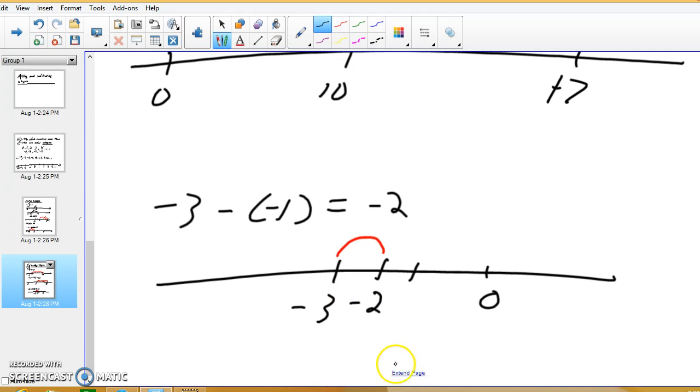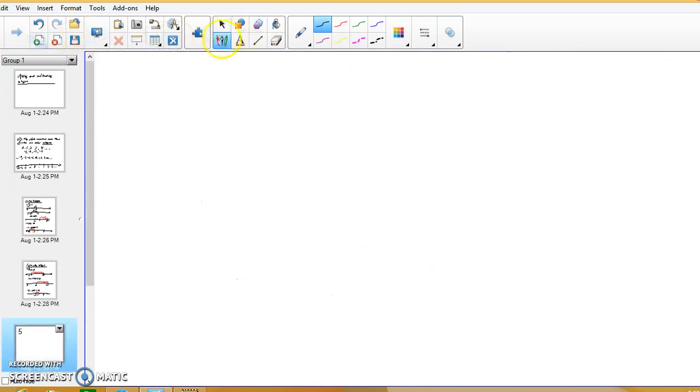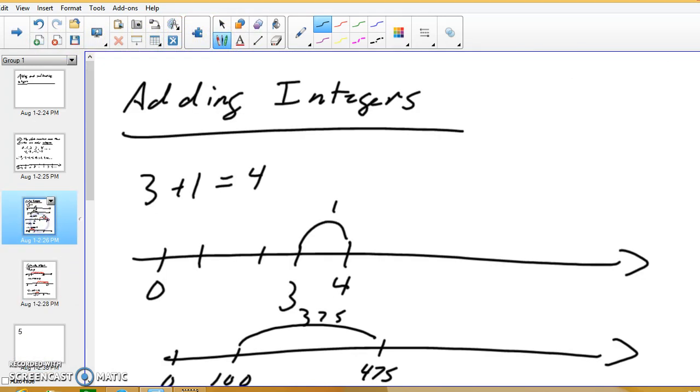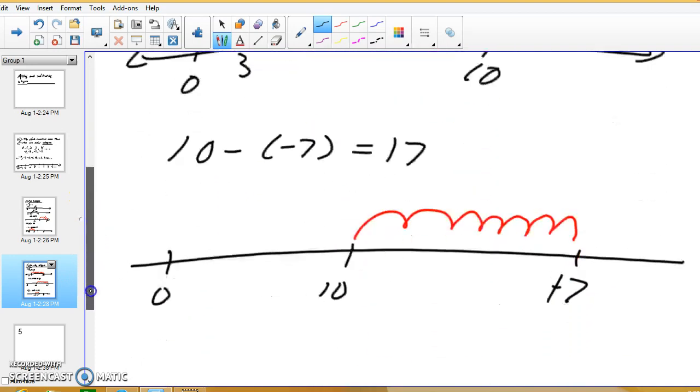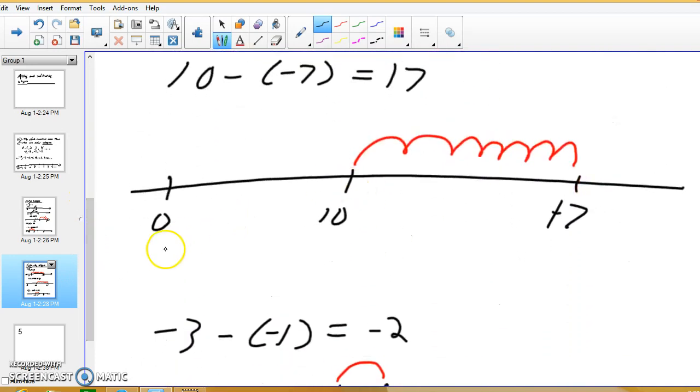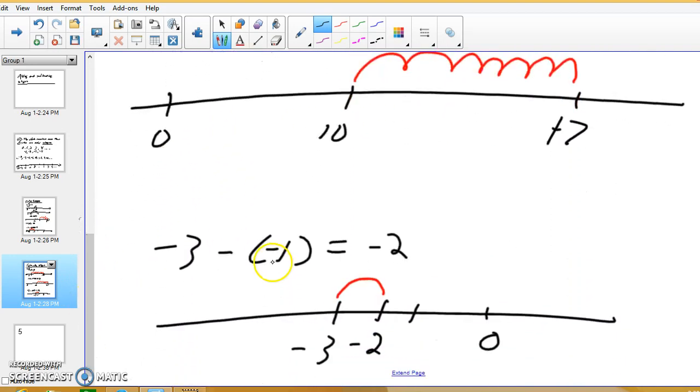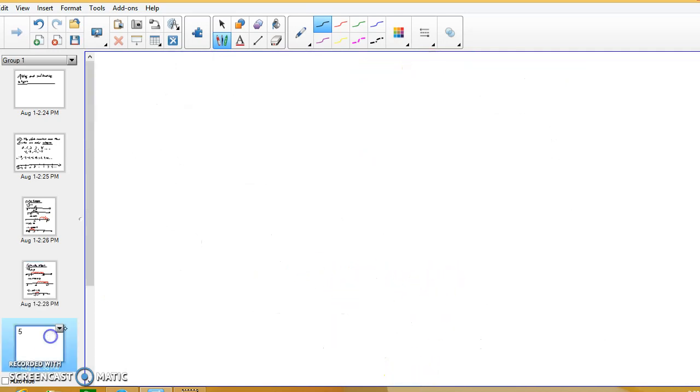So I guess in conclusion, if we are adding a positive number, we're going to move right. But if we're adding a negative number, it flips and moves us left. Then if we're subtracting a positive number, it moves us left. But if we're subtracting a negative number, it goes in the other direction and moves us right.